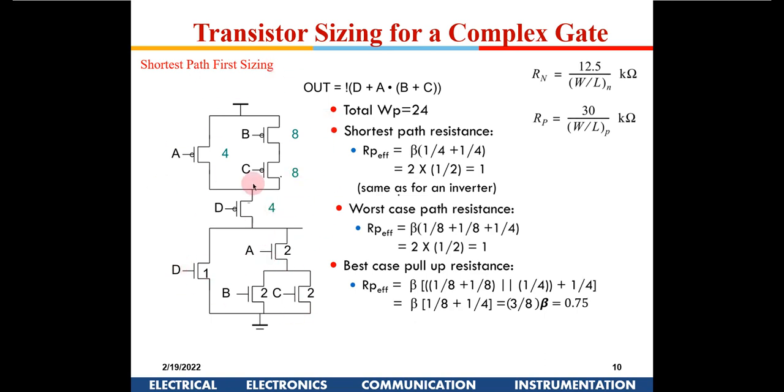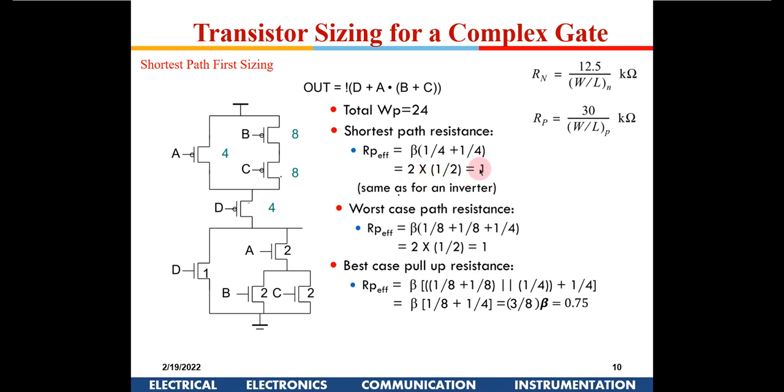Now, having done that, let's see how much total PMOS transistor width is required. So you have 8, 16 plus 8, 24. So this is the total width of the PMOS, right? And now, what about the shortest path? The shortest path is this 4 and 4. So you will have 1/4 plus 1/4. Resistance is beta into what? I take beta equal to 2 for PMOS, so 2 into 1/4 plus 1/4 is 1/2, and I multiplied by 2.